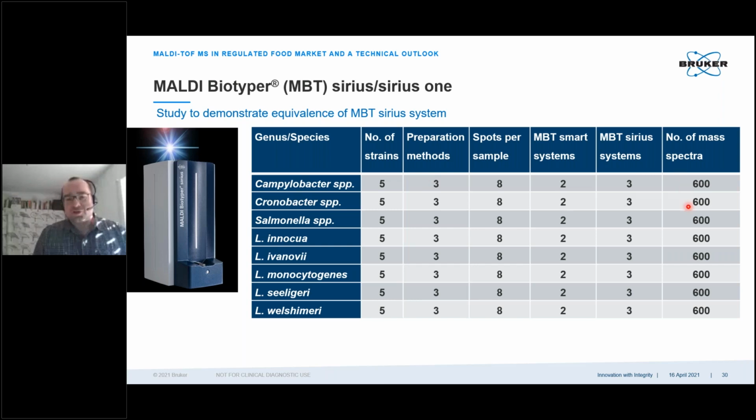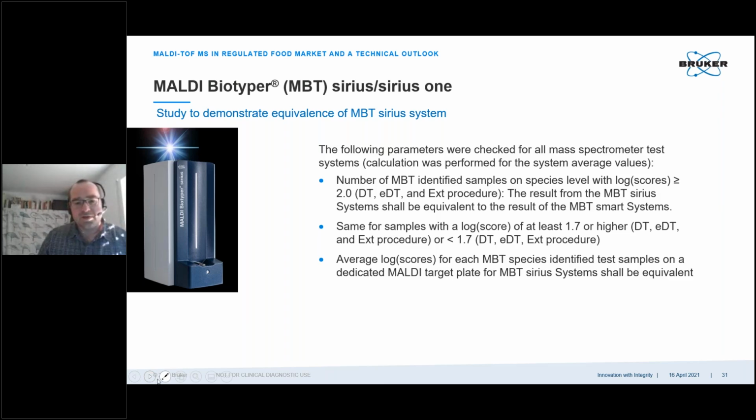So, a total of 4,800 mass spectra were acquired, and the criteria of this equivalence study was to have the same proportions of high-level confidence identifications, which means a log score value of two or higher, and the low confidence and the no reliable identification proportions should be equivalent. And finally, the log score values also shall be equivalent.